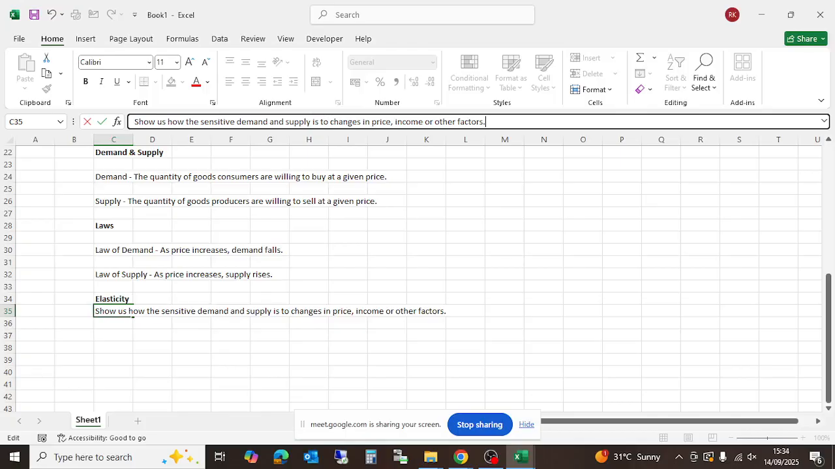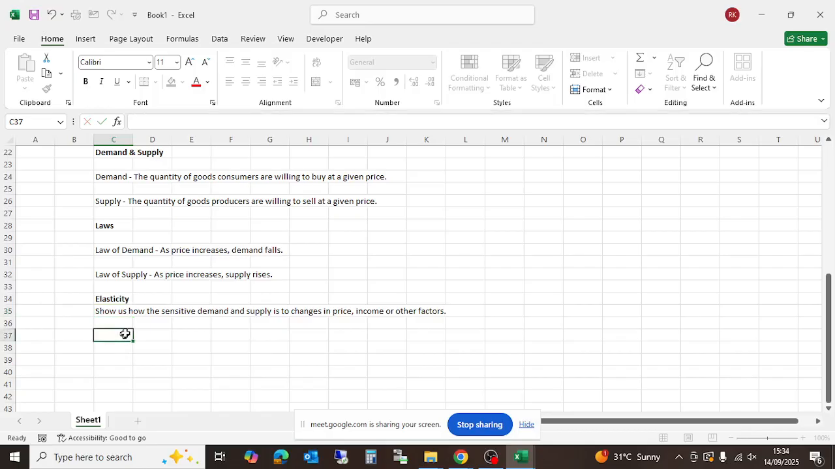And then we have what we call cross elasticity. That's if the price of a particular product goes up and then people stop buying that product and instead start buying another product.